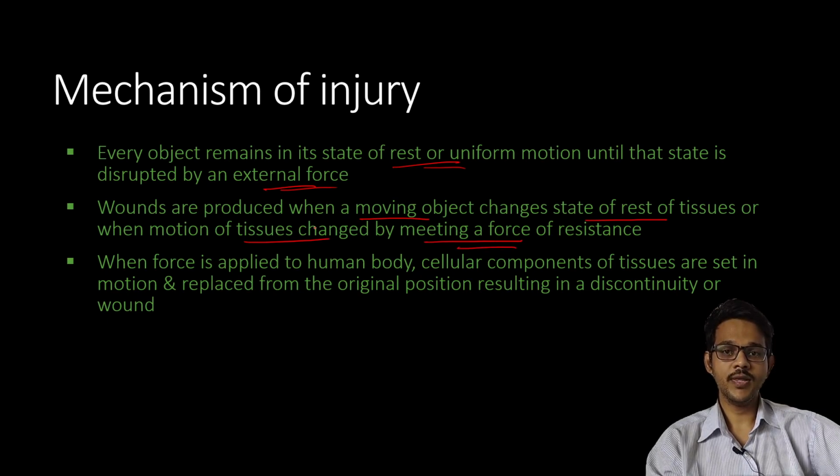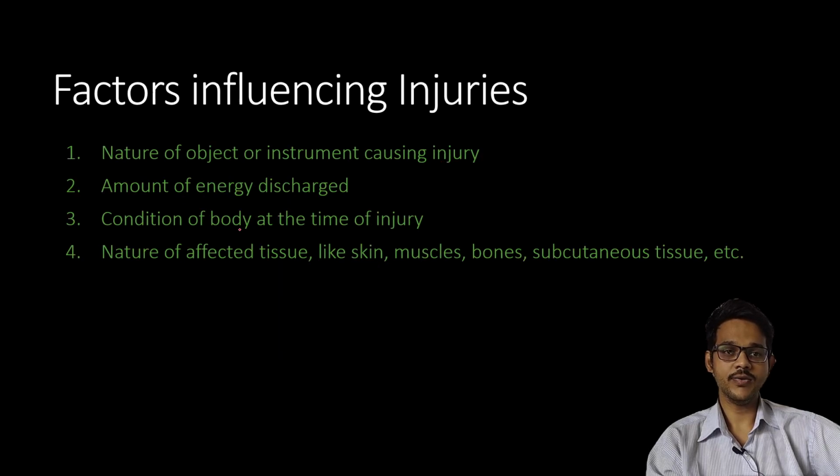So any wound is caused when a moving object meets a stationary object like a body, or the body itself is moving and meets a stationary object with force. When force is applied to the human body, the cellular components of tissues are set in motion and displaced from their original position, resulting in discontinuity, a wound. So because of the application of force, the skin tissue is stretched and changed, which leads to disruption of skin continuity, leading to a wound. That is how an injury is caused.